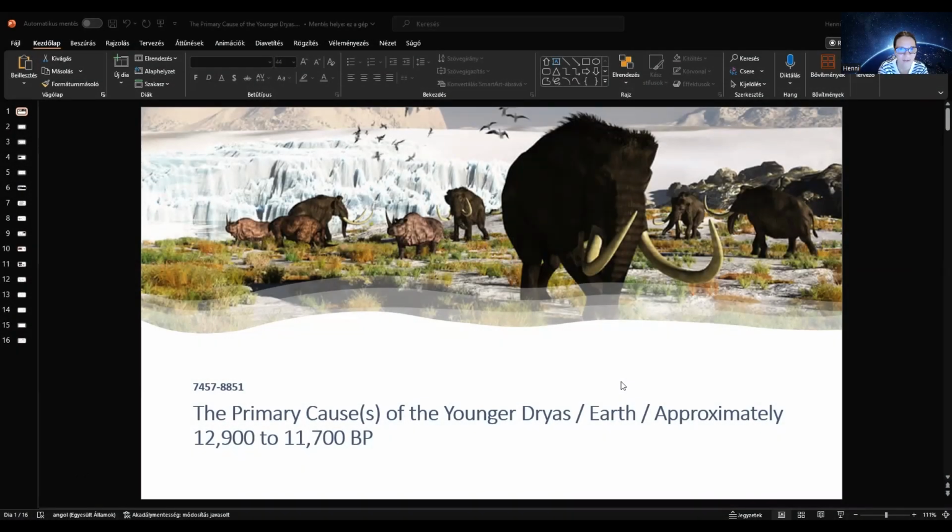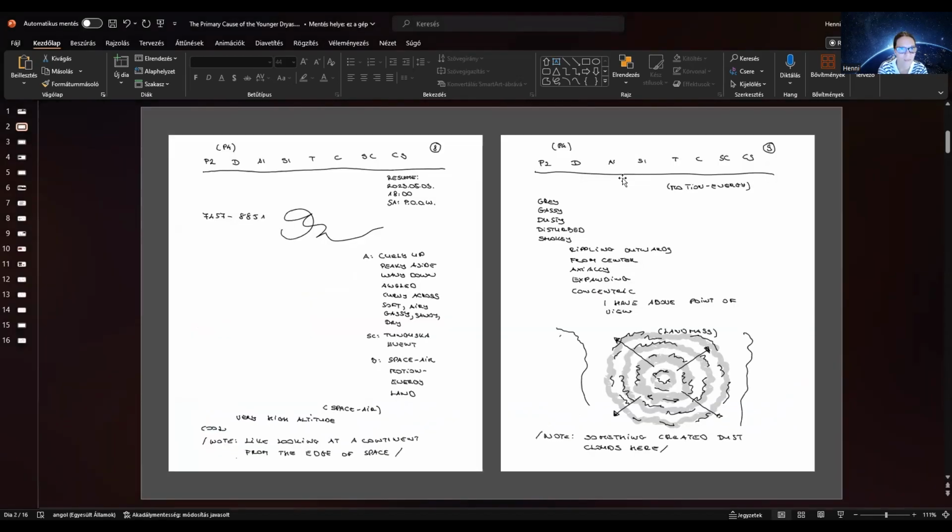Welcome to my presentation on Darby's target. We worked coordinates 74578851, and the target turned out to be the primary cause of the Younger Dryas on Earth, approximately 12,900 to 11,700 years BP. I have worked 4 sessions on this target, but I am going to go through only quick snapshots of my work. If you are interested, I'm sure we are going to have all the sessions uploaded in an unabridged format. So let's get to the meat of it.